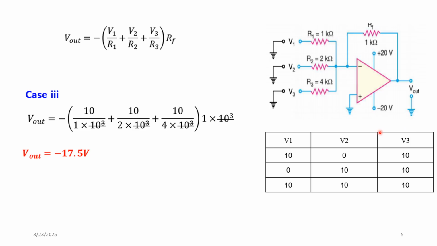Then for the third case, we substitute V1 as 10 volt, V2 as 10 volt, V3 as 10 volt. For the same formula, using these values of V1, V2, V3, each 10 volt as given in the question, we have substituted and simplified the answer as minus 17.5 volt. So this will be useful for analog computation, summing amplifier or adder, which is useful for analog computation. Thank you.